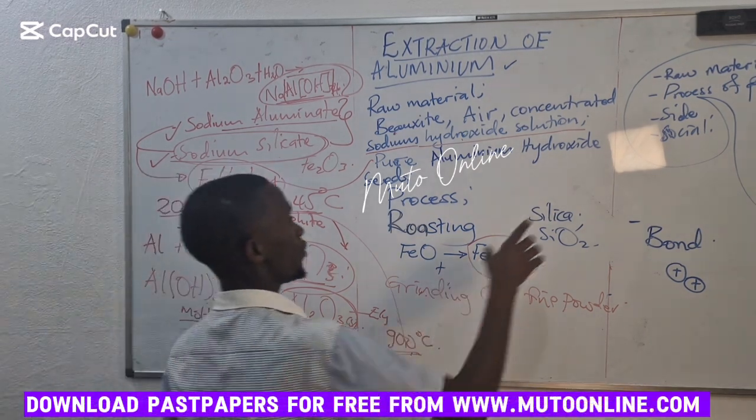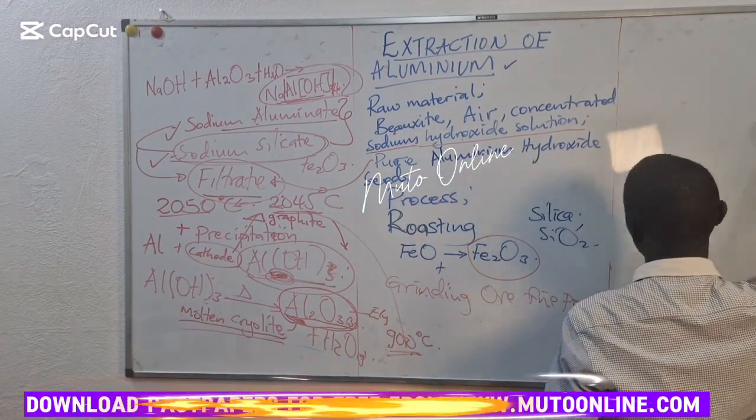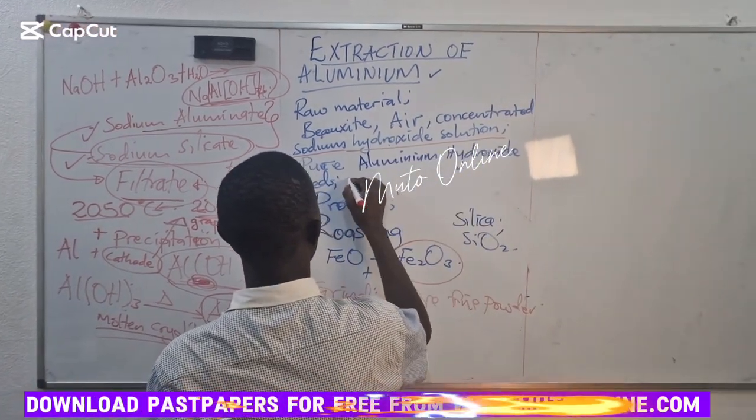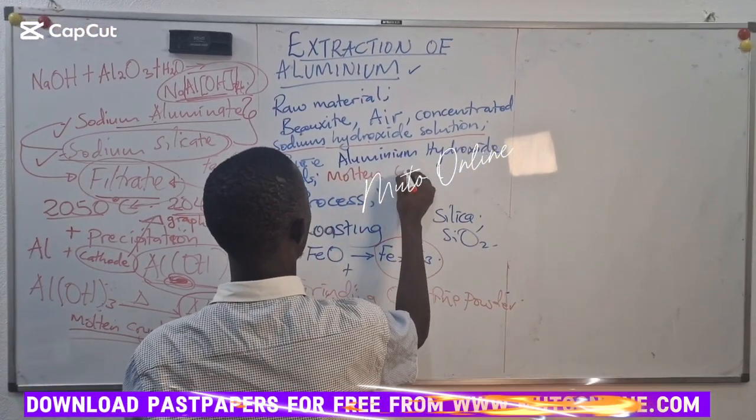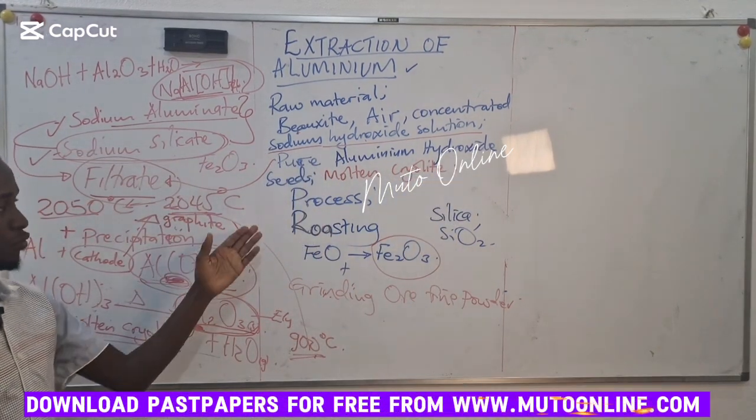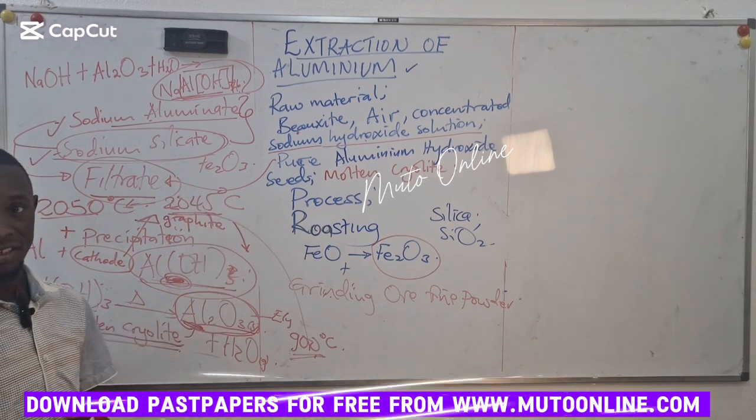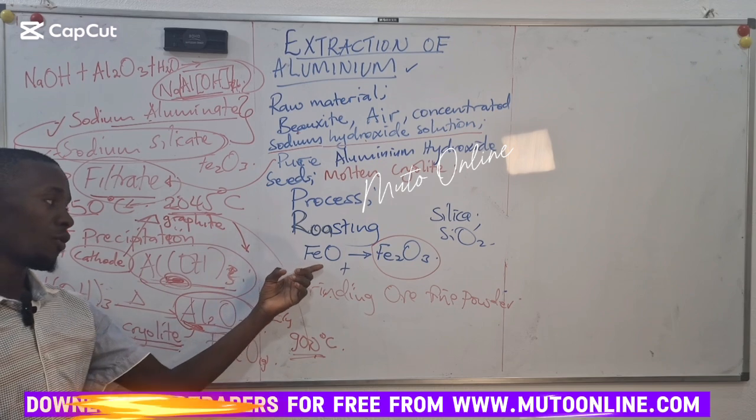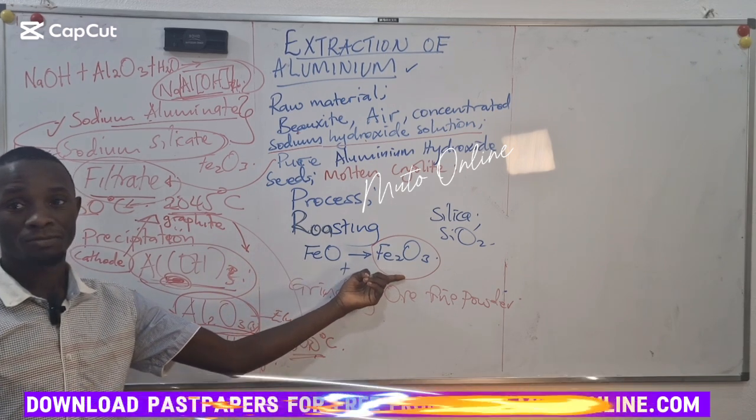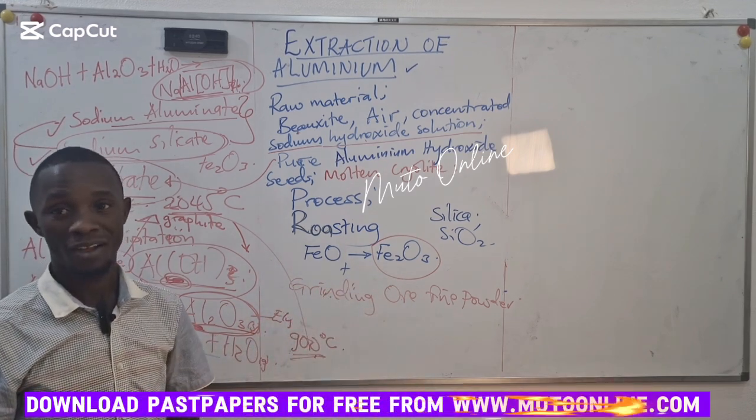So the process of extraction of aluminium is as simple as follows. Among the raw materials, we can still include molten cryolite. So the process is as simple. We first of all roast the ore in a furnace so as to convert iron to iron 3 oxide and to remove any traces of water from the ore.